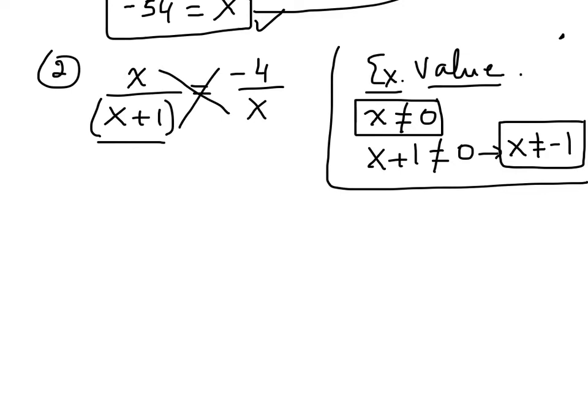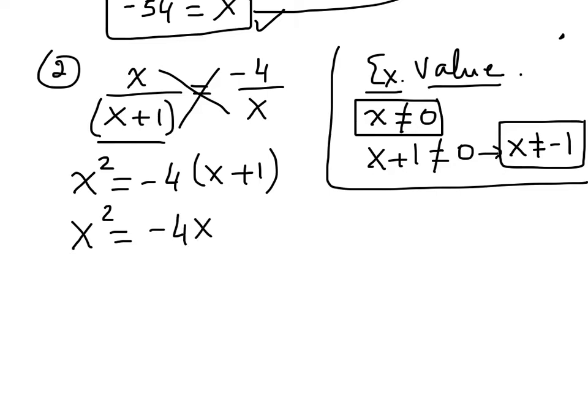To cross multiply, x times x will give us x squared. And here I have negative 4 times x plus 1. I need you to distribute negative 4. And then I want everything on one side. It is a quadratic function. We're going to make it equal to 0. So I'm going to go ahead and add 4x to both sides. Add the 4, equal to 0.